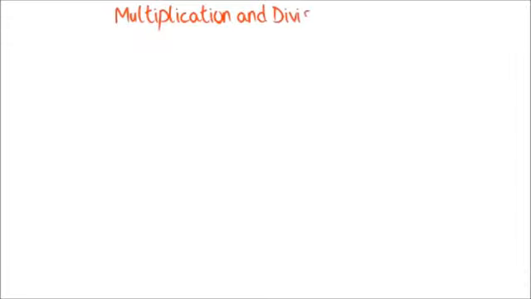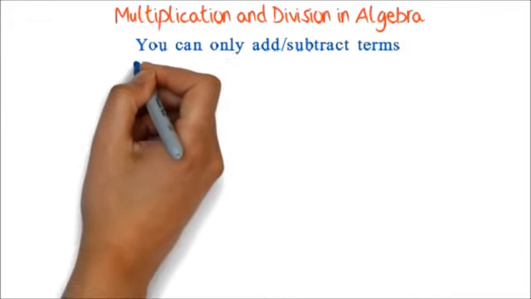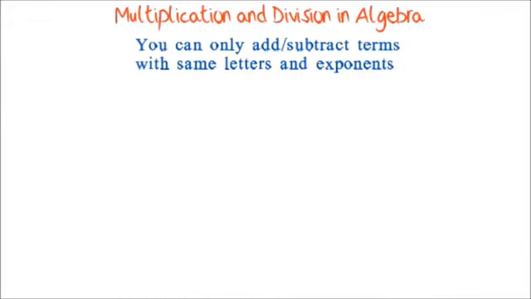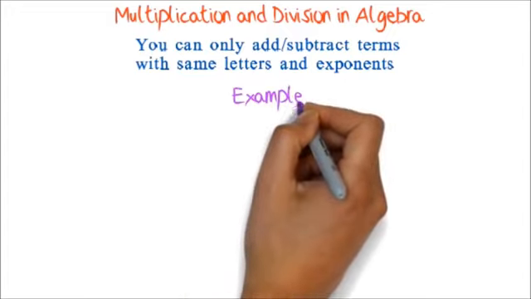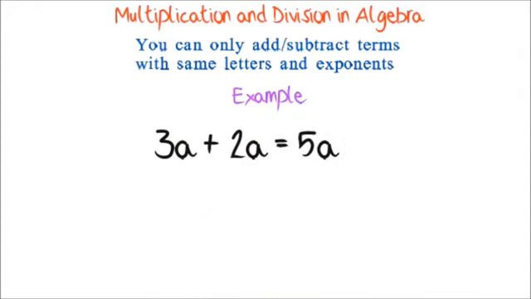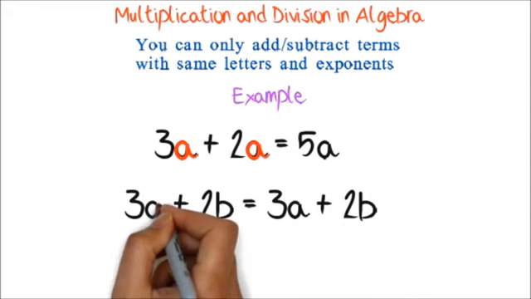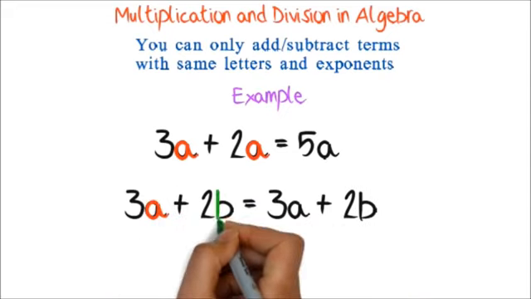Multiplication and division in algebra. When we learnt addition and subtraction in algebra, we said that letters must be exactly the same before you can add or subtract them. Example, we can add 3A and 2A because both have the same letters after the number. We also said we cannot add 3A and 2B because the letters are different.